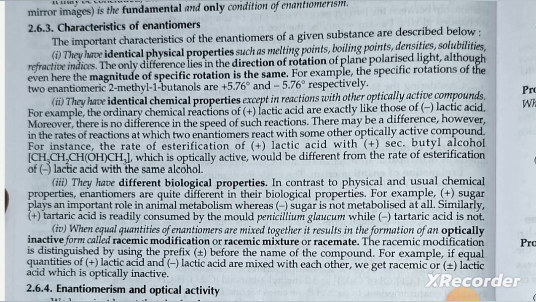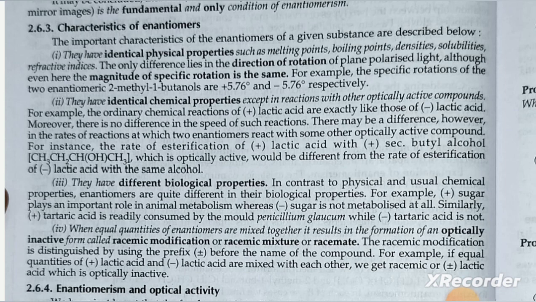First, they have identical physical properties such as melting point, boiling point, density, solubilities, and refractive index. The only difference lies in the direction of rotation of plane polarized light, although even there the magnitude of specific rotation is the same. For example, the specific rotations of the two enantiomers of 2-methyl-1-butanol are plus 5.76 degrees and minus 5.76 degrees respectively.